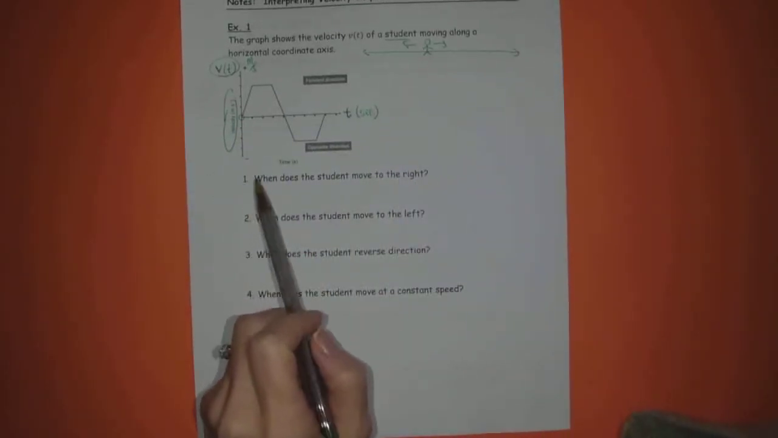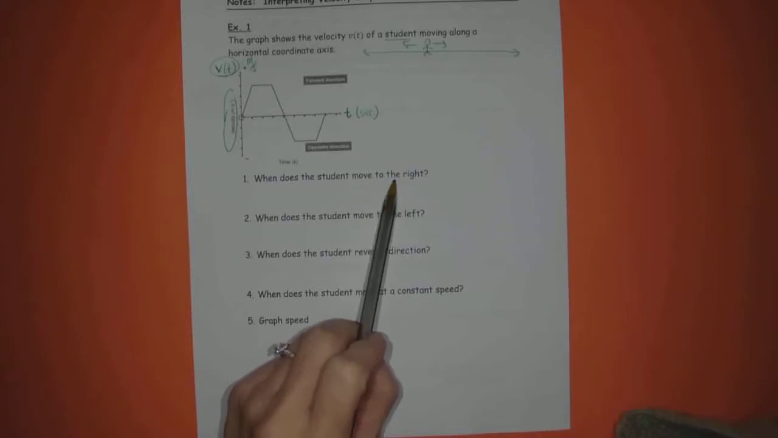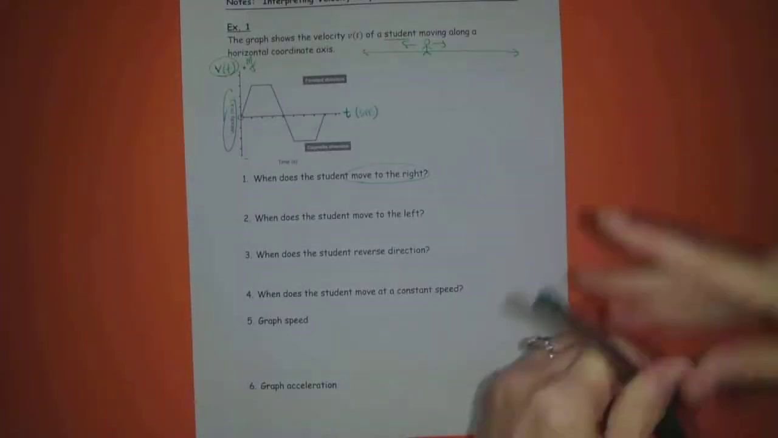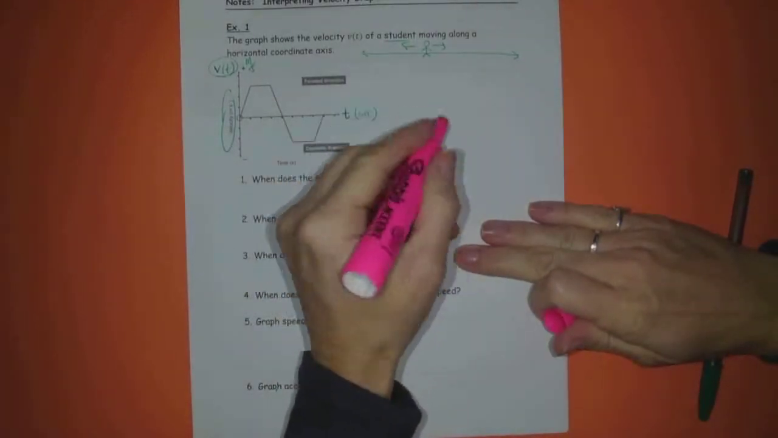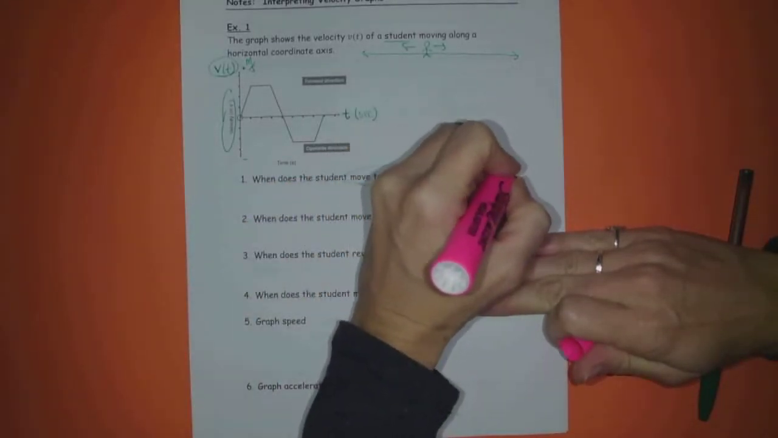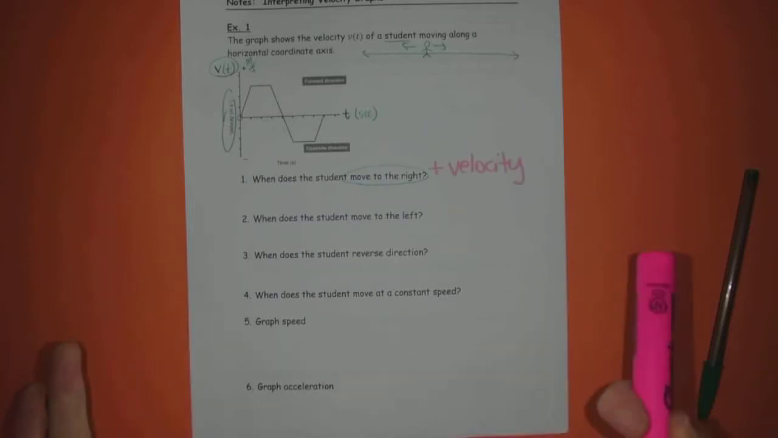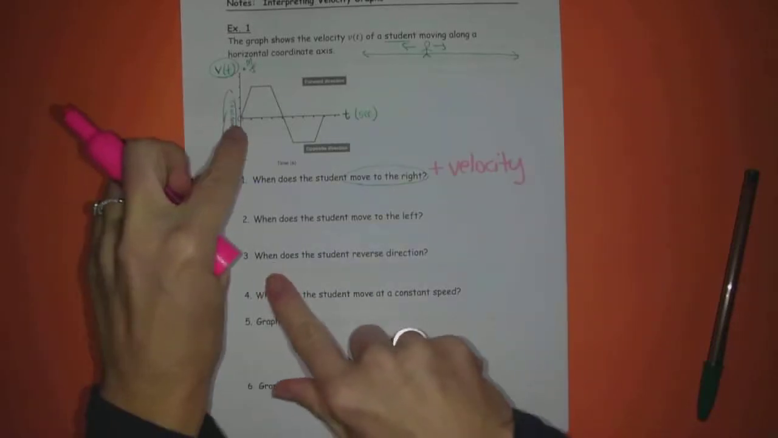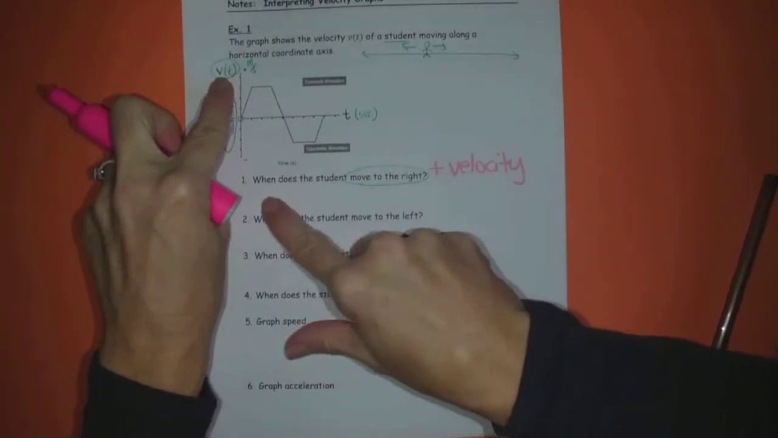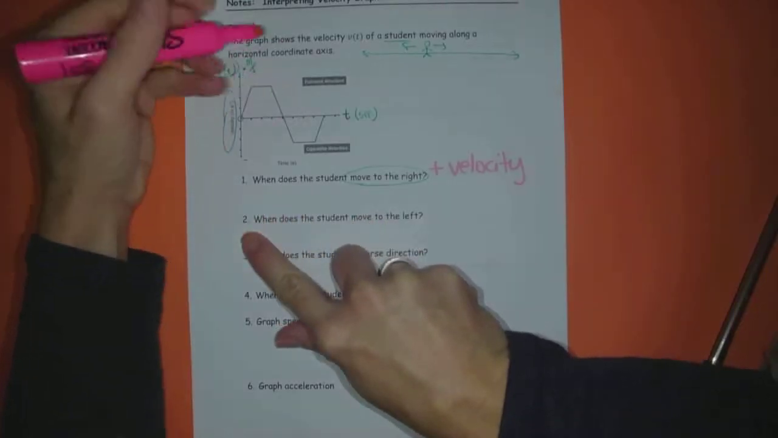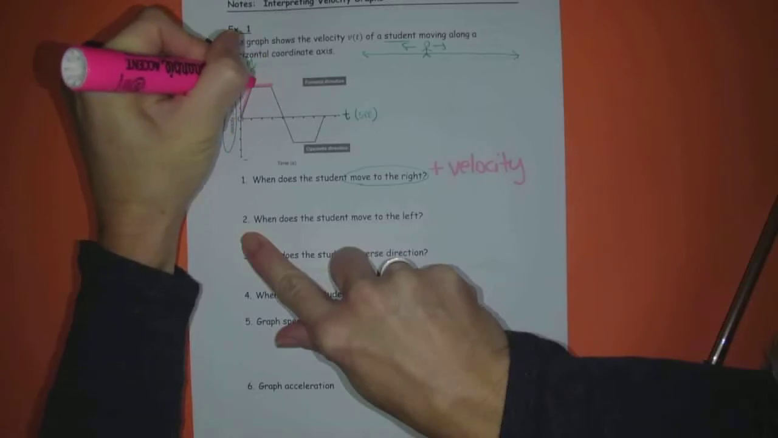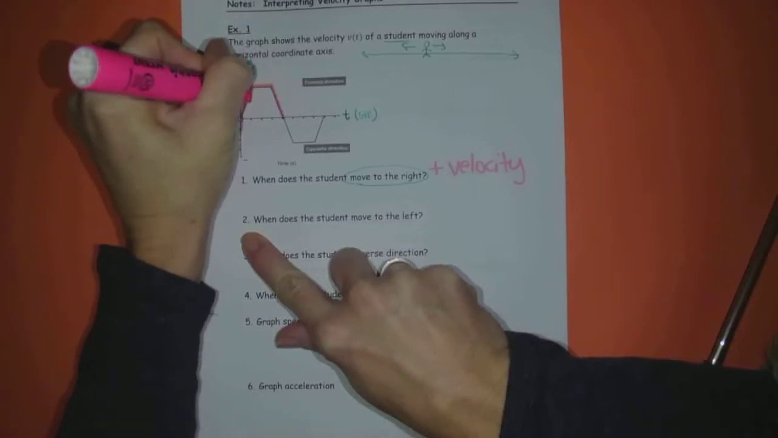So the first question says, when does the student move to the right? And there it is. Movement to the right implies positive velocity. So you have to look at your graph and find where the positive velocities are. So the positive velocities, or the positive y values, since the velocities are y values, are going to be all of these. These are all positive y values or positive velocities.